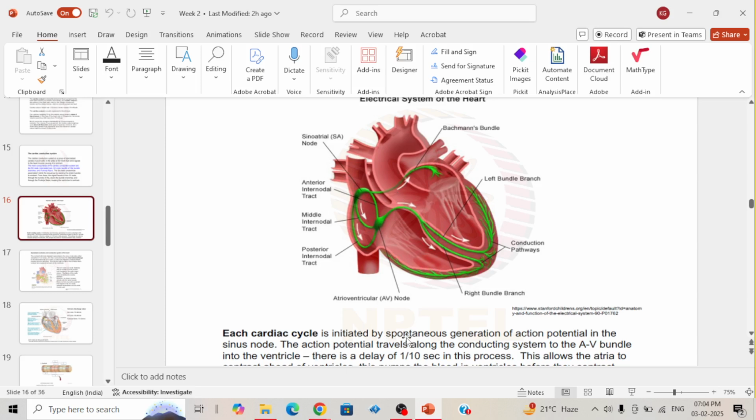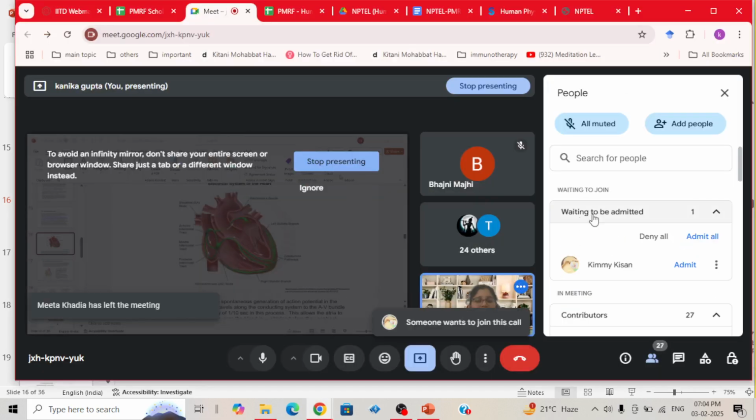Each cardiac cycle is initiated by the spontaneous generation of action potential in the SA node. The action potential travels along the conducting system to the AV node, and through this AV node it goes to this bundle, these branches, and then through the bundle of His. Further, there is a delay.